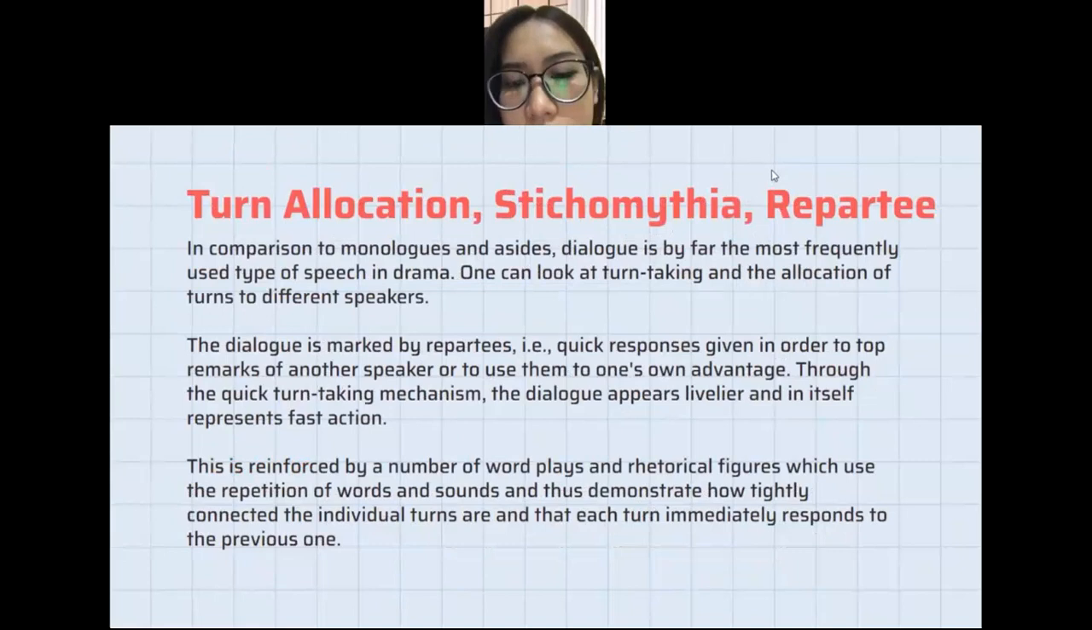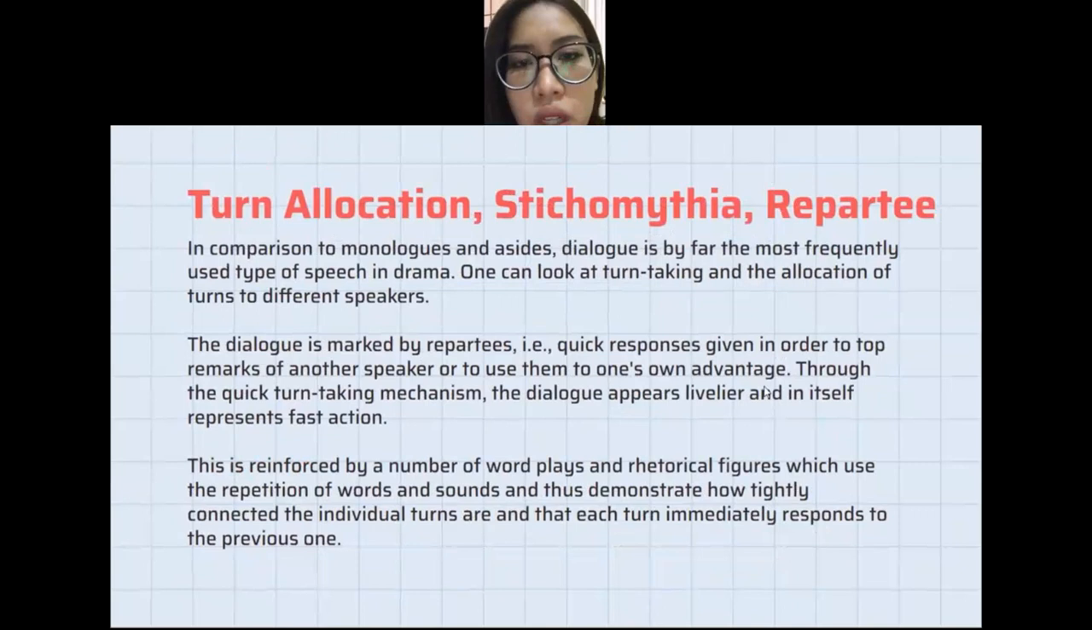Turn allocation, stichomythia, repartee. In comparison to monologues and asides, dialogue is by far the most frequently used type of speech in drama. One can look at turn-taking and the allocation of turns to different speakers. The dialogue is marked by repartees, quick responses given in order to top remarks of other speakers or to use them to one's own advantage. Through the quick turn-taking mechanism, the dialogue appears livelier and it itself represents fast action.